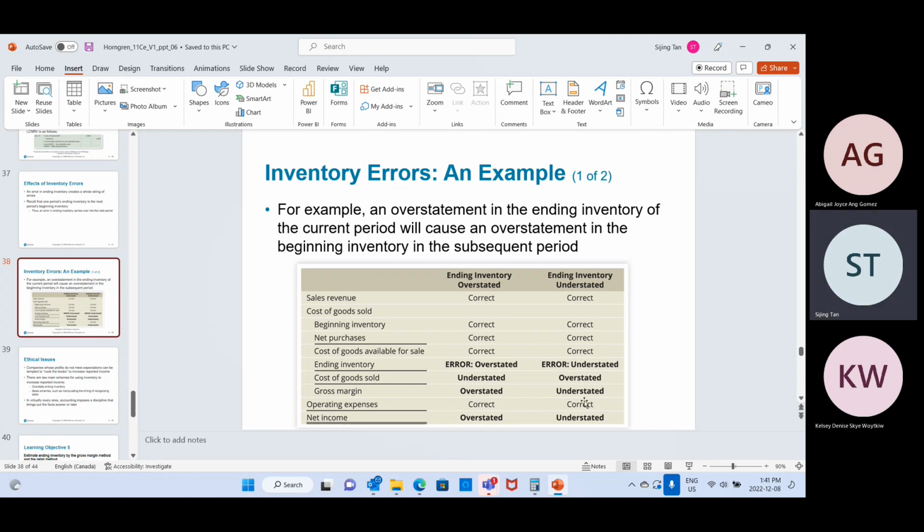And then the inventory error goes to the second period, where it will be reversed and has the opposite effect on cost of goods sold, gross margin, and net income. So you can see if the inventory was overstated in the first period, in the second period the beginning inventory will be overstated, the cost of goods will be overstated, gross margin will be understated, and net income will be understated. So this is how the errors will affect 2 periods. This is a comparison between the 2 different periods, okay?